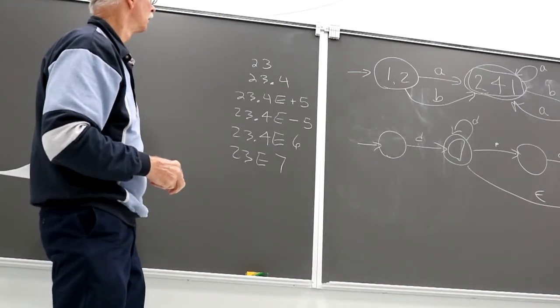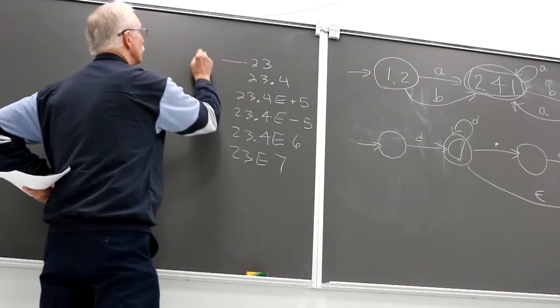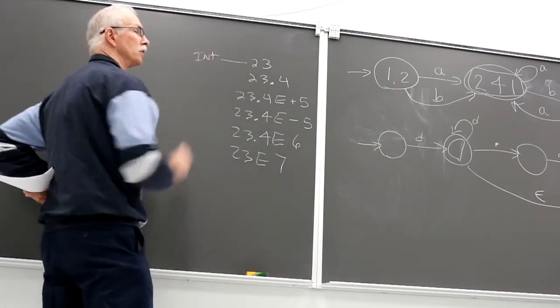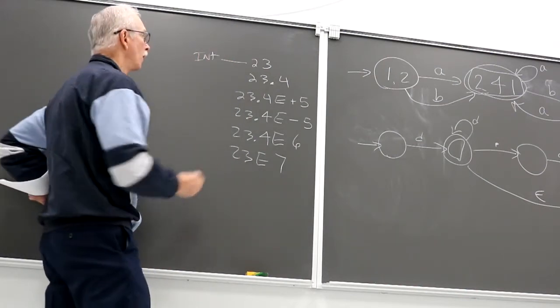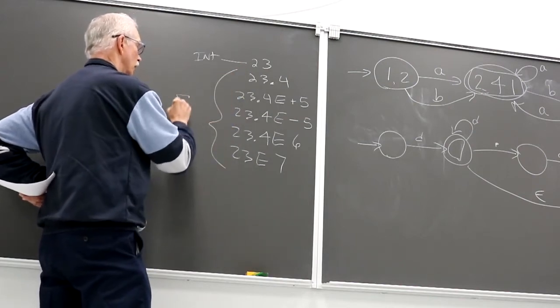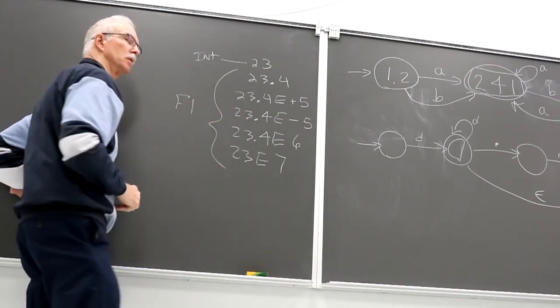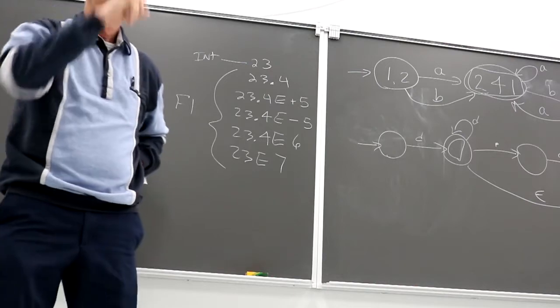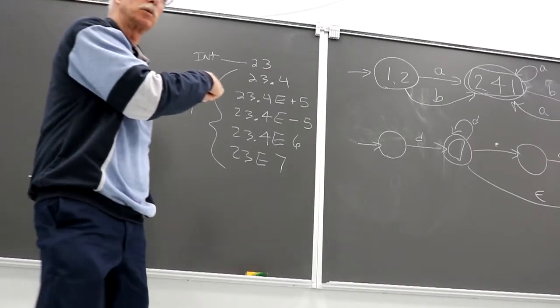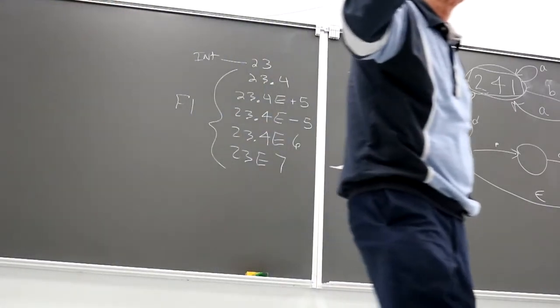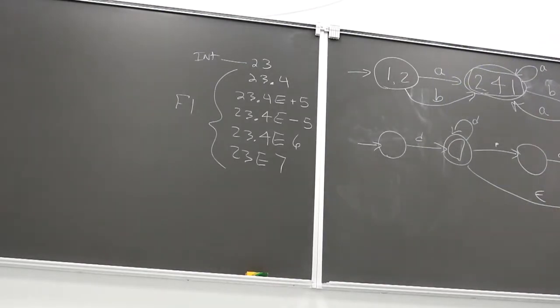So I claim you ought to return int constant for this one, and for all of these, you ought to return float constant. And I put all of these numbers as individual tests on project one. So 23E7 is illegal, is legal, and that's a float, and that's a float.